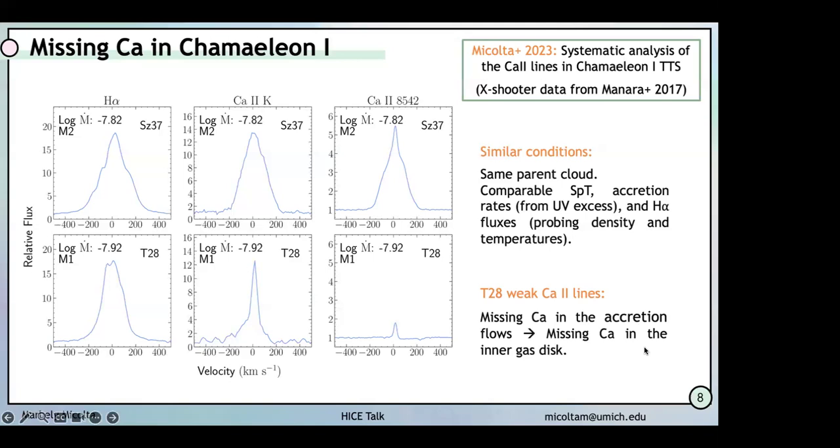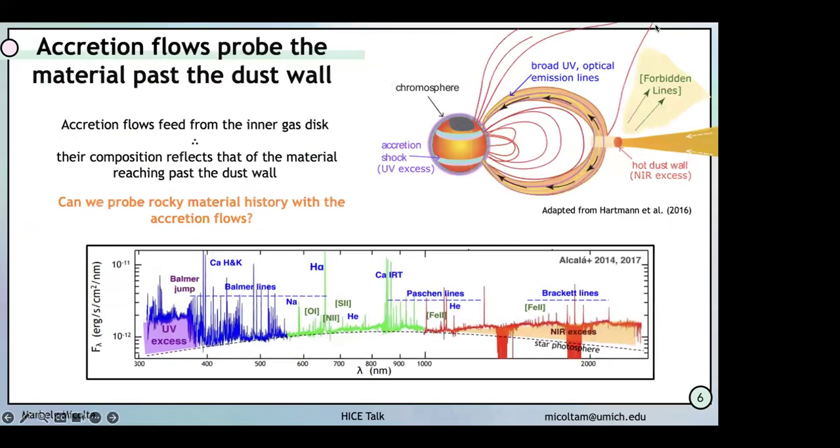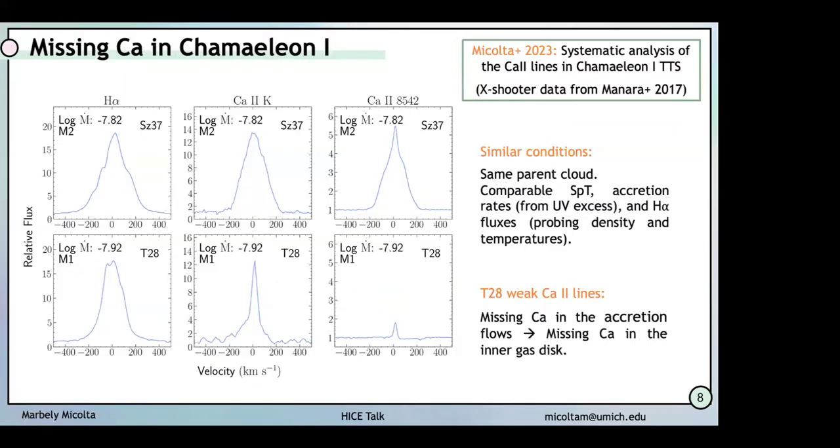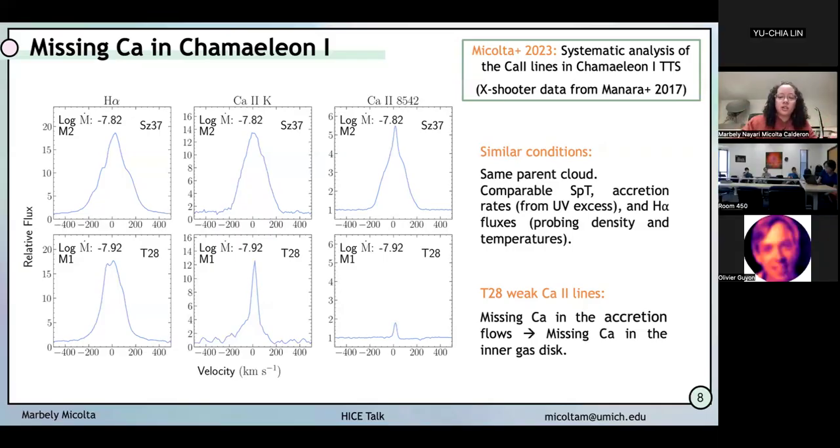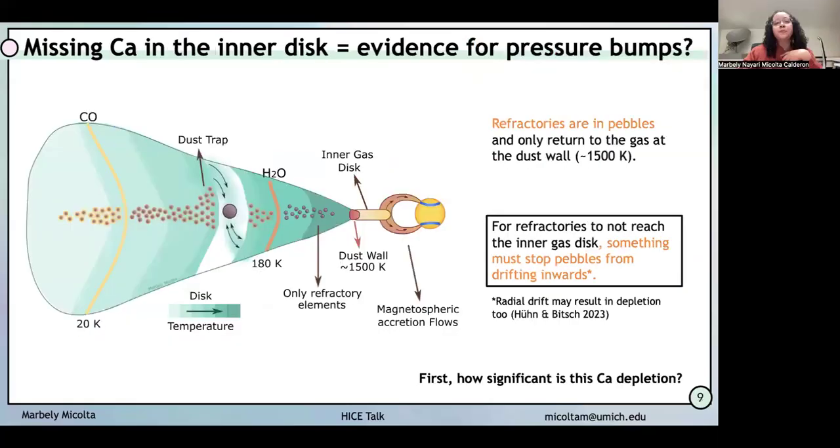So for it to not be calcium, again, if you think back to the schematic picture, if we're measuring the material that is falling in the accretion flow, for it to be hydrogen, so gas, but not calcium, that means that there is no calcium in the inner gas disk. So that means that the calcium, or the rocky material, is not getting past the dust bubble, it's not returning to the inner gas disk.